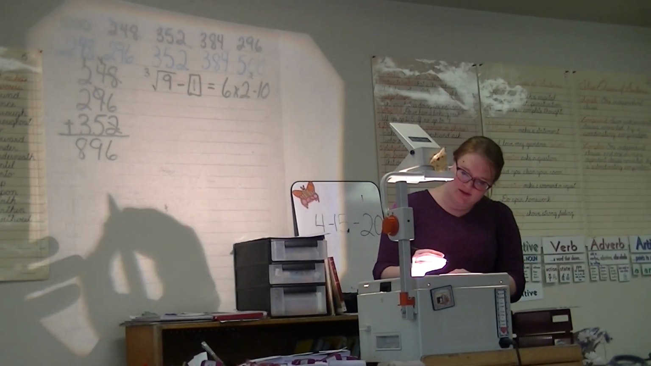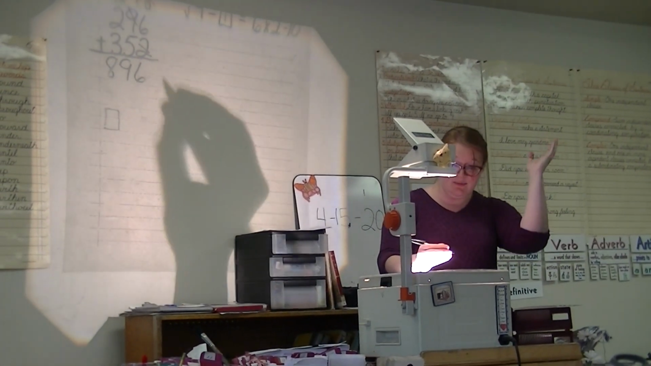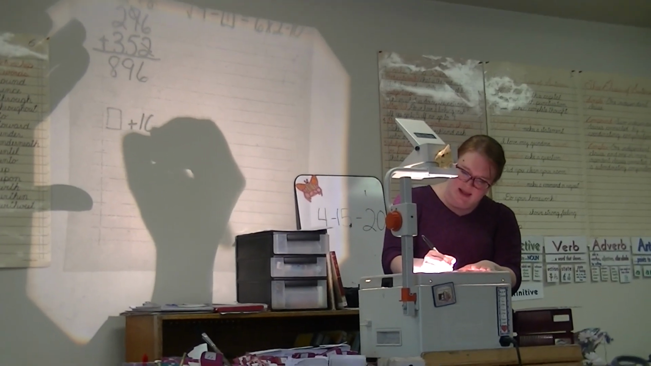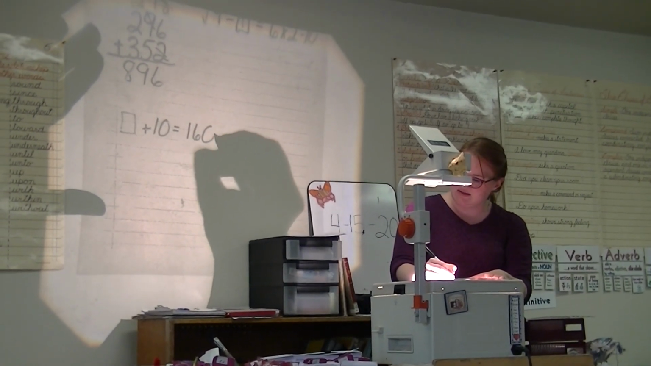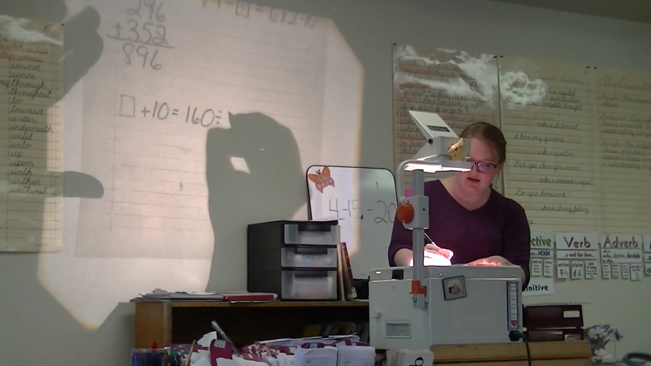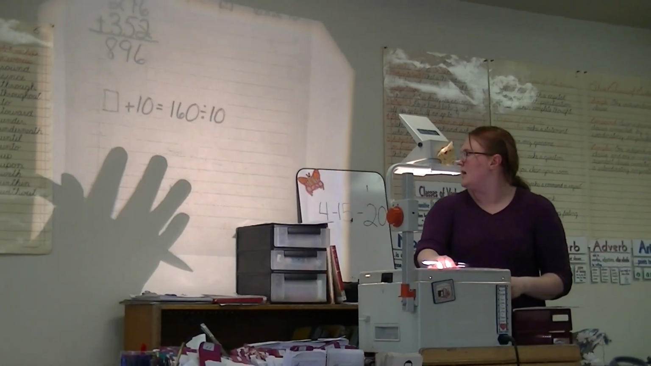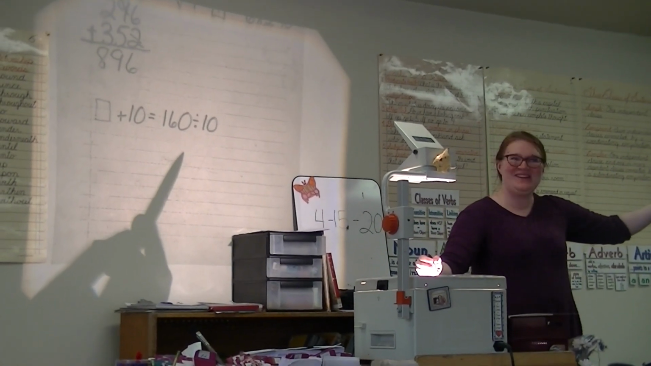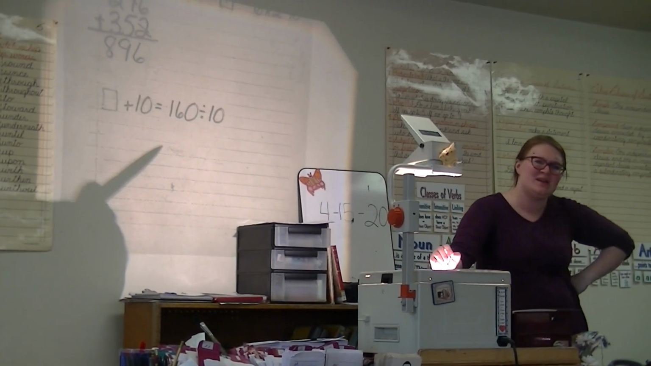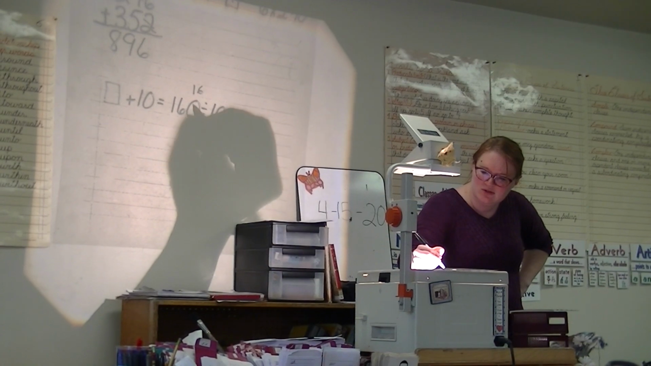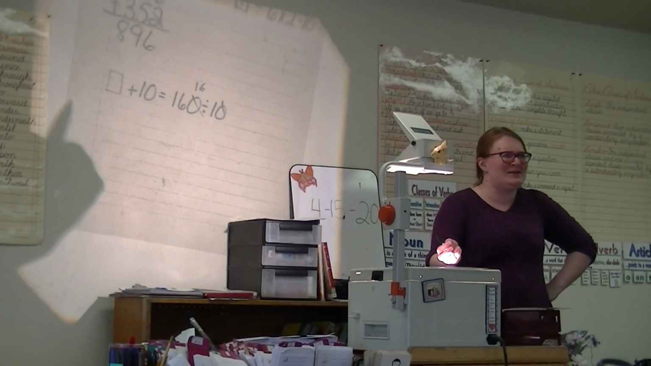Okay, our next one looks like this. I'm going to write it down here so we have a little bit more space. Some number plus 10 equals 160 divided by 10. Oh, we know that trick. We know that one. That's easy. That's divided by. Elena, what is 160 divided by 10? 16. All we do is take off those zeros. It's just 16. Oh my goodness, how easy is that?